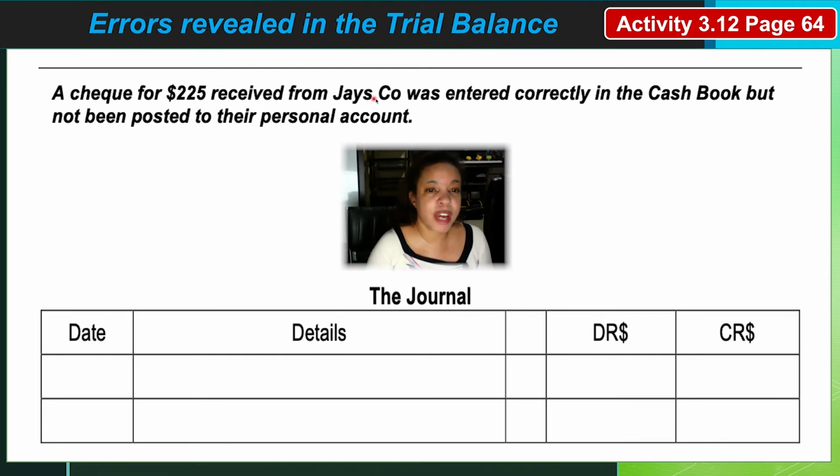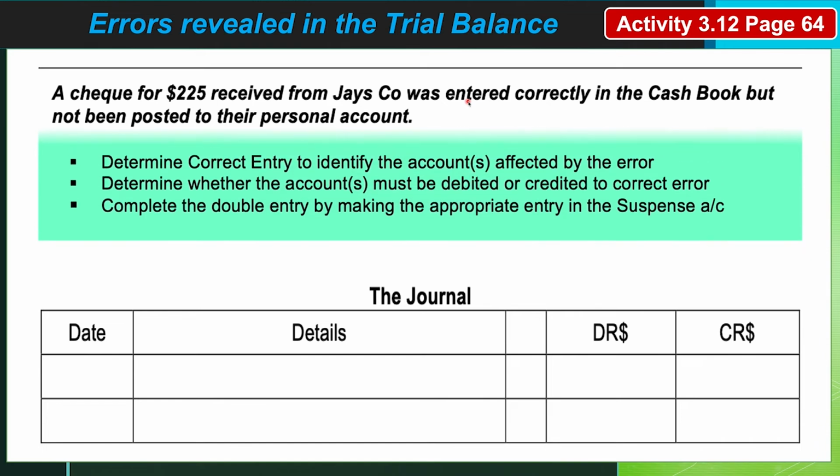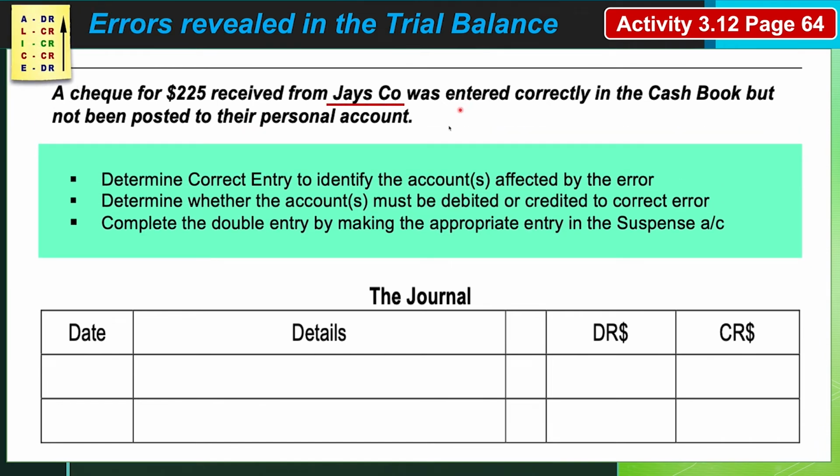A check for $225 received from Jay's company was entered in the cash book correctly, but not in the personal account. The personal account is Jay's company. So this is the account in which the error was made. How do we know whether we have to debit or credit? Look at the transaction. Check received, which means in the cash book it would have been debited. So Jay's company has to now be credited. And then automatically, suspense account will be the debit account.